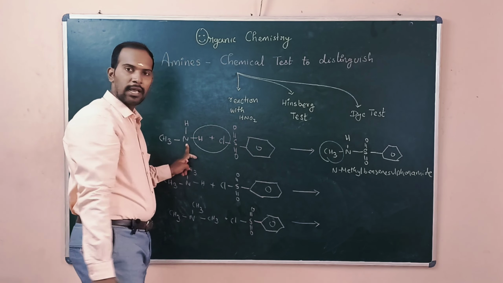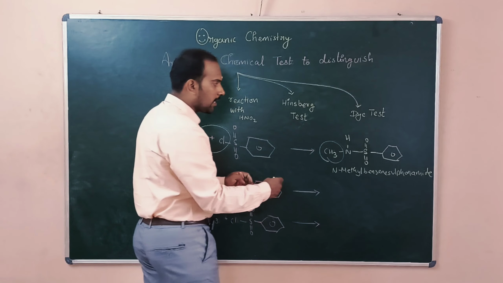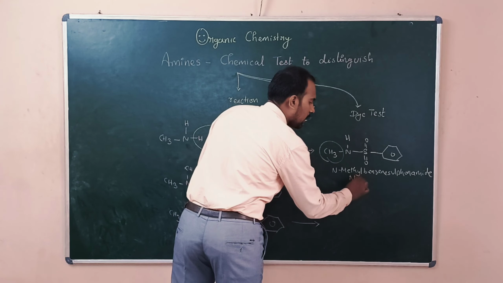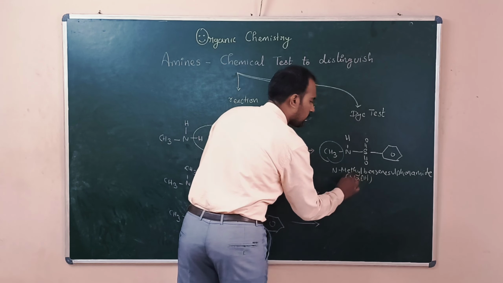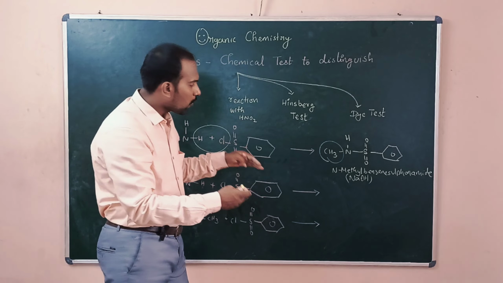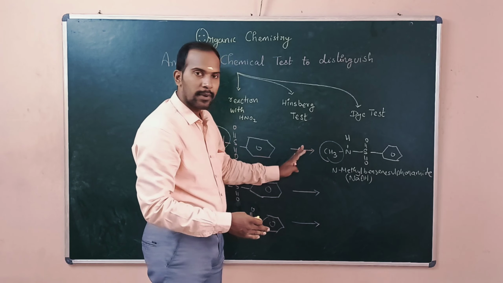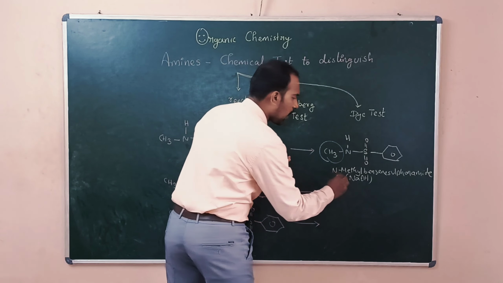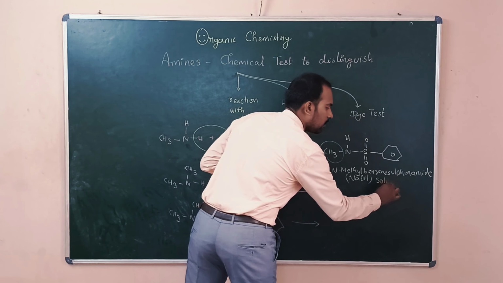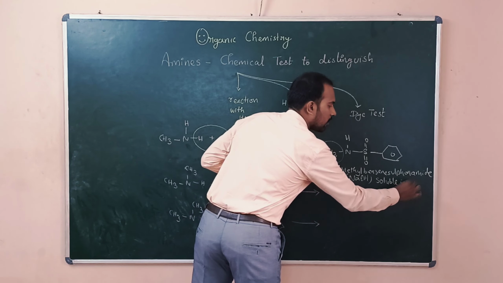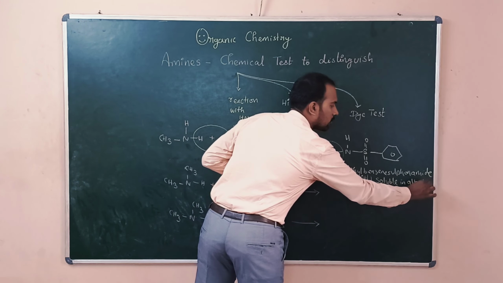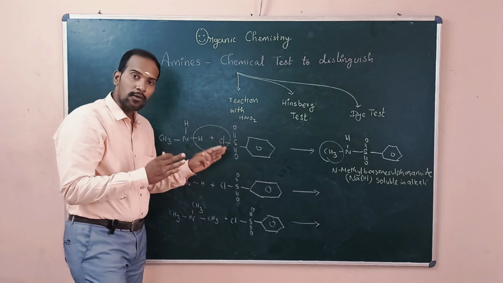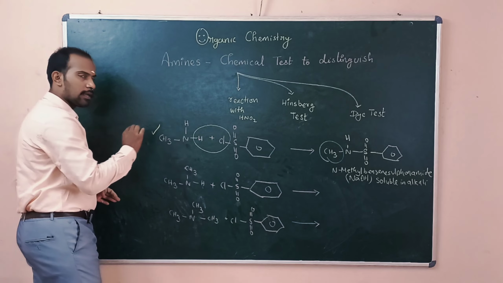Okay, this N methyl benzene sulfonamide is soluble in alkali like NaOH. If the product formed dissolves in NaOH, we can say it is a primary amine. Okay? Fine. So what should we write: which is soluble in alkali. If the precipitate formed dissolves in NaOH, that is primary amine.